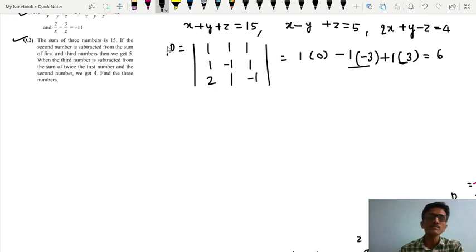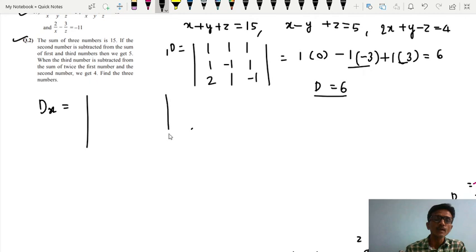We are getting d is equal to what? 6. So d is equal to what? 6 you are getting. Then we find dx. Find dx.